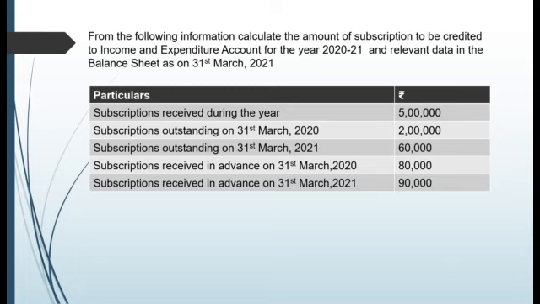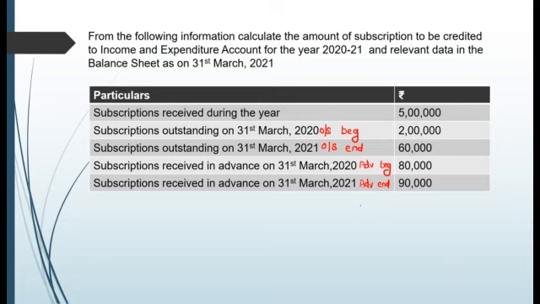Then we have been given subscription outstanding on 31st March 2020. This is outstanding at the beginning, 2 lakh. Subscription outstanding on 31st March 2021 is outstanding at the end of the year. And subscription received in advance on 31st March 2020. So this was received in advance at the end of the previous year, which is the beginning of the current year. So advance at the beginning. And subscription received in advance on 31st March 2021, that is the end of the current year. So this is advance received at the end of the current year.